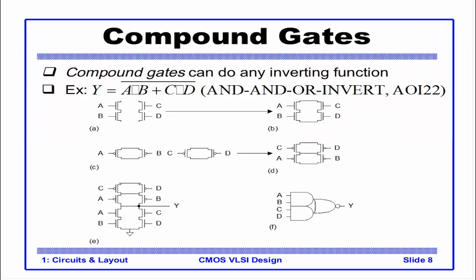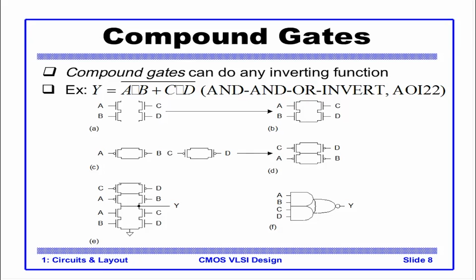So here is one of the compound gates. It's a very popular gate, AND-OR-Invert. The notation followed in the industry is A for AND, O for OR, I for invert. So this gate is AOI22. Now any compound gate is doing an inverting function. Please remember that CMOS logic by design is an inverting logic.